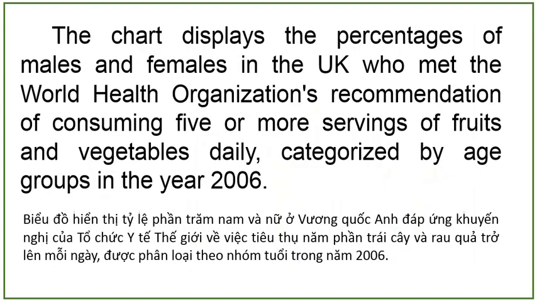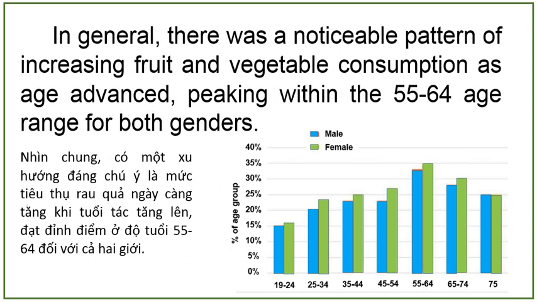The chart displays the percentages of males and females in the UK who met the World Health Organization's recommendation of consuming 5 or more servings of fruits and vegetables daily, categorized by age groups in the year 2006. In general, there was a noticeable pattern of increasing fruit and vegetable consumption as age advanced, peaking within the 55 to 64 age range for both genders.